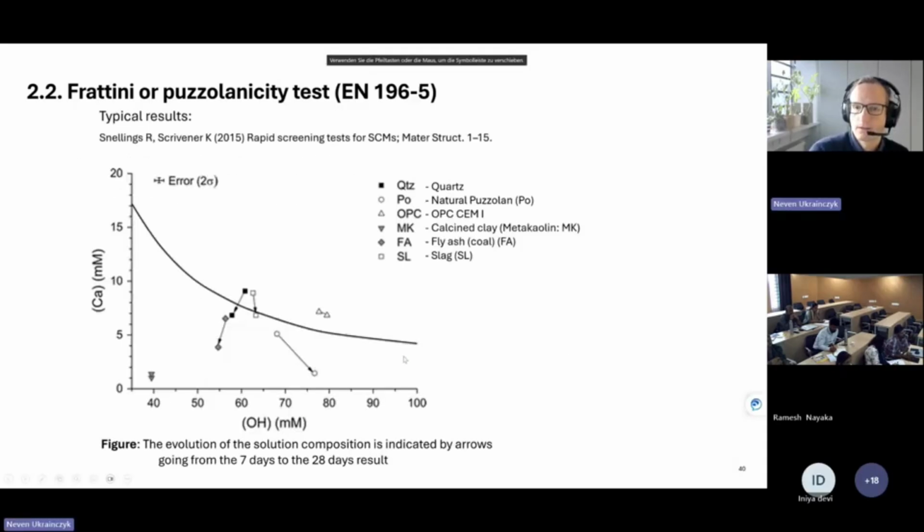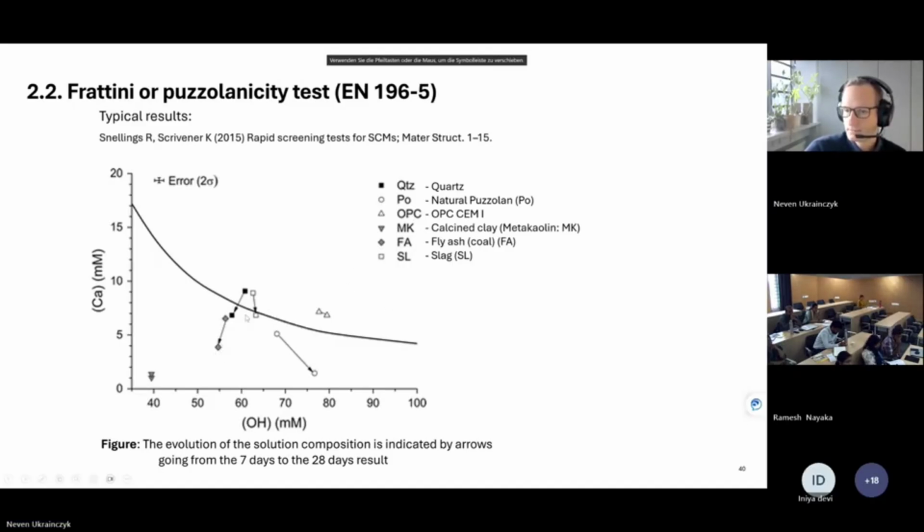Now from Ruben Snellings, he did this screening of the SCMs. He used the Fratini test, and you can see different results. For example, even quartz here has non-Pozzolanic properties. Then we have Portland cement, which of course has no Pozzolanic properties. And then metakaolin, very strong Pozzolanic properties, very far away from the solubility curve. Fly ash is somewhere in between.